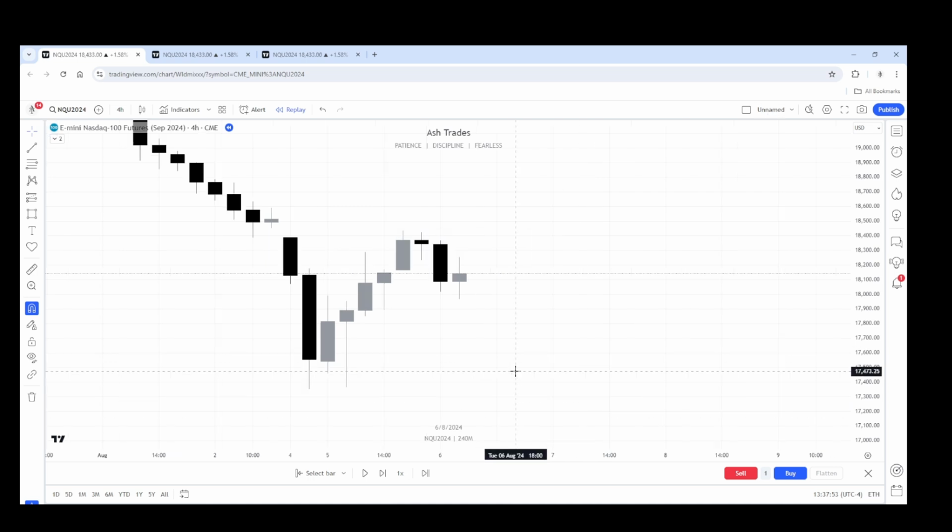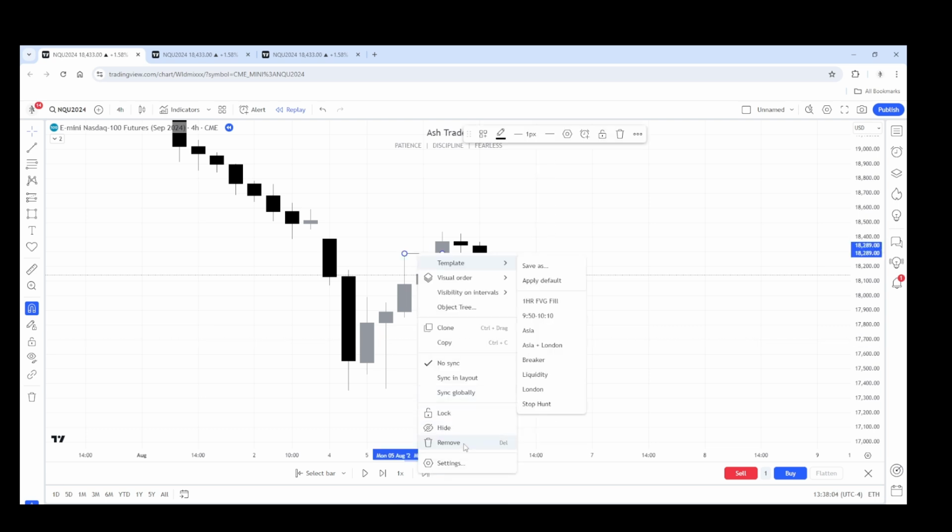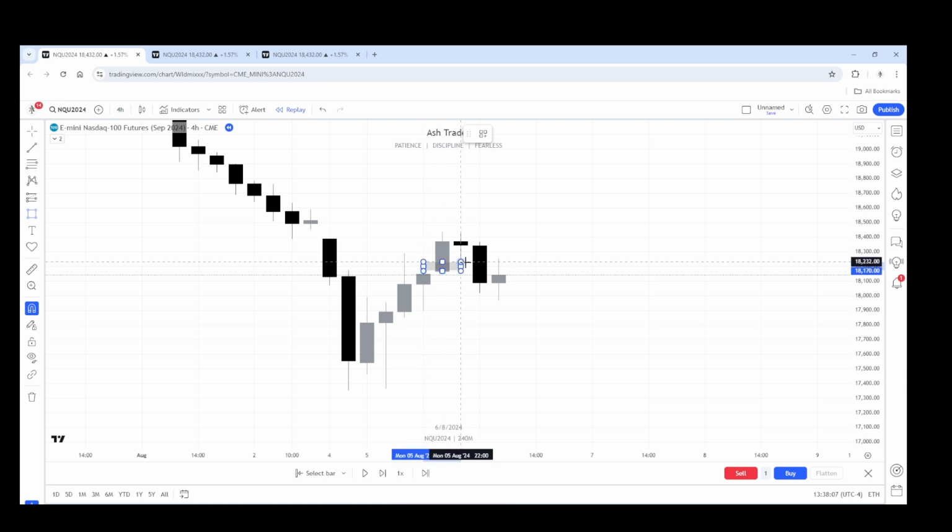A couple more points to make is that price swept a swing high while it was in that bearish fair value gap, also giving me a bearish bias. Lastly, seeing the bullish fair value gap having a candle close fully through it also gave me a bearish bias.